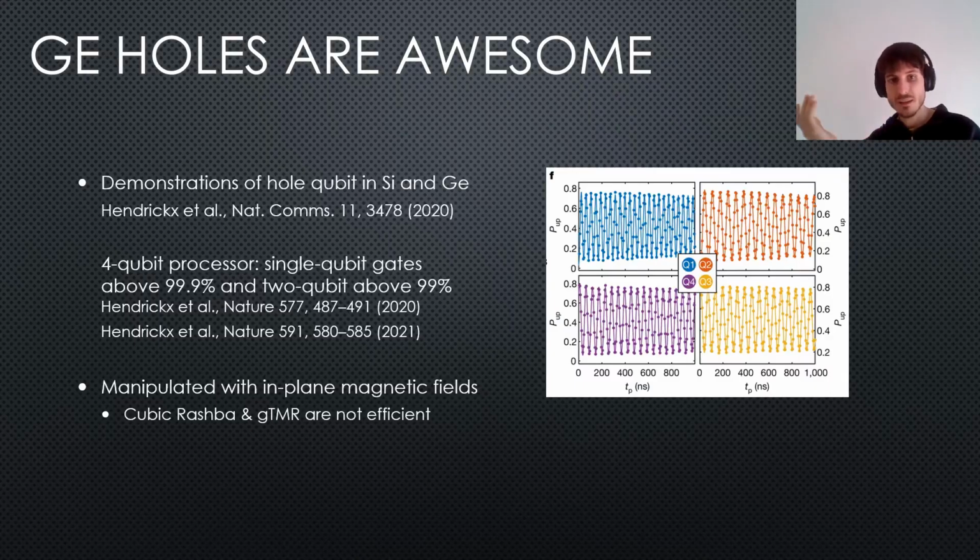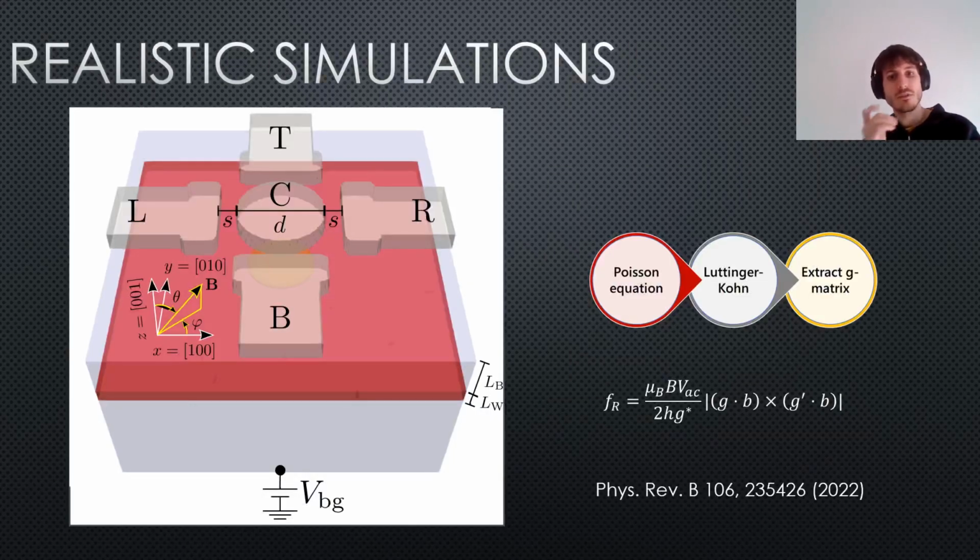You also expect a GTMR mechanism to manipulate your spin, but when the magnetic field is in plane, these two mechanisms are not very efficient. So there was something missing, and we tried to solve this problem by performing realistic simulations of germanium devices similar to those that were in the experiments.